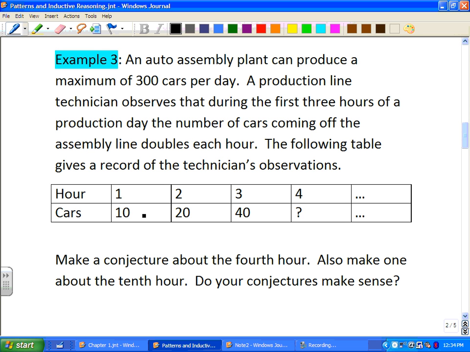All right, so the first hour, they can produce 10 cars. Second hour, it doubles that 10, and they now have 20 cars. After 3 hours, the 20 cars they had after hour 2 turns into 40. So after 4 hours, how many cars will they have? 80.